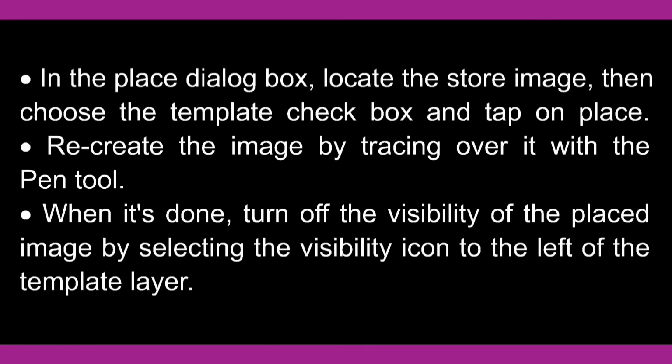Choose File, Place to open the Place dialog box. In the Place dialog box, locate the stored image, then choose the Template checkbox and tap on Place. Recreate the image by tracing over it with the Pen tool. When it's done, turn off the visibility of the placed image by selecting the visibility icon to the left of the template layer.